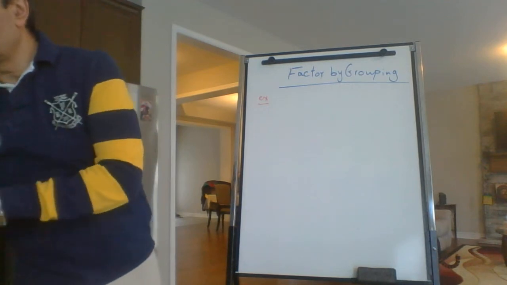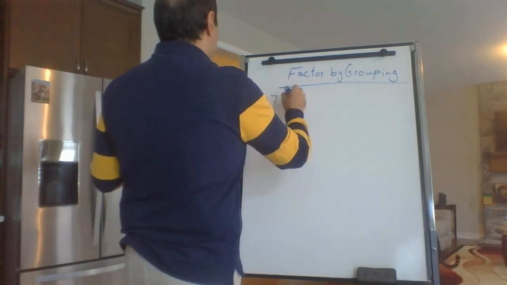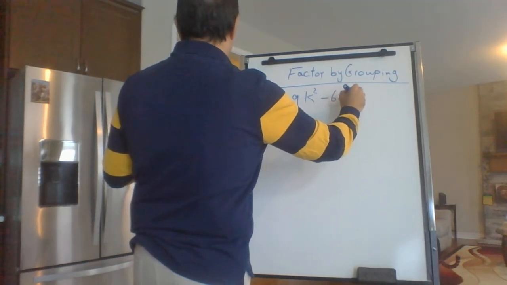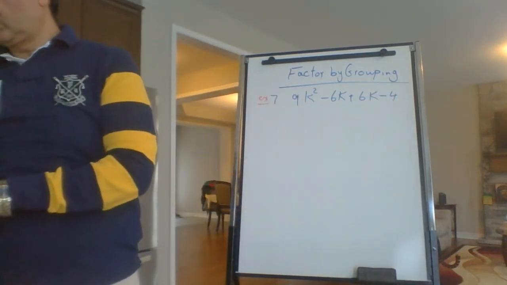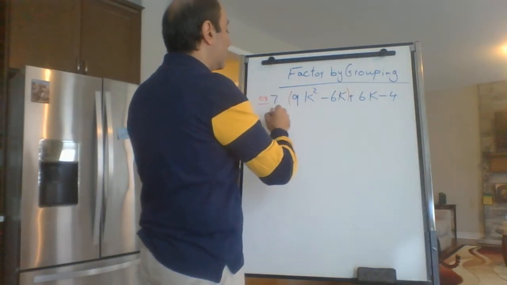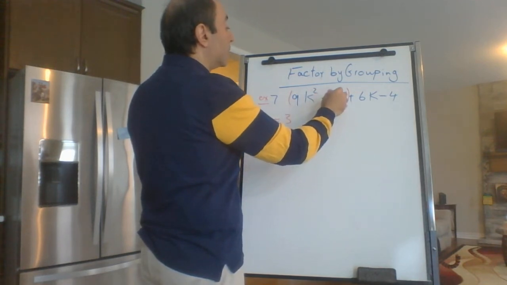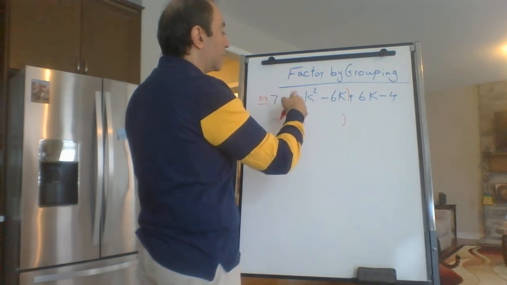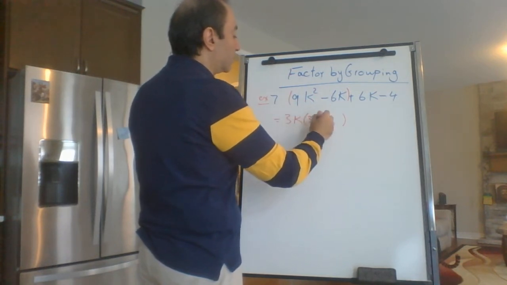Example 7: 9k squared minus 6k plus 6k minus 4. So we are going to factor this by grouping. We have 4 terms, so we can factor by grouping. What is common here? The highest common number between 9 and 6 is 3. The highest common variable here is k. What will be left inside when we divide 9k squared by 3k? That will leave 3k. Divide this by that, that will leave negative 2.